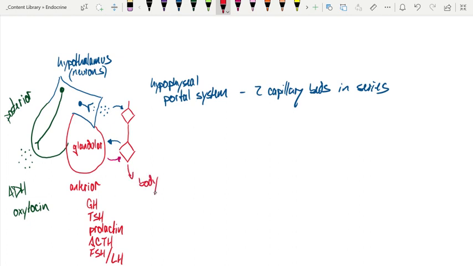So hopefully that gives you a general idea of how the hypothalamus and the posterior and anterior pituitaries work, and the portal system that allows them to work. And then we'll go into detail with each of these in future videos discussing the role of these hormones in regulating body function.